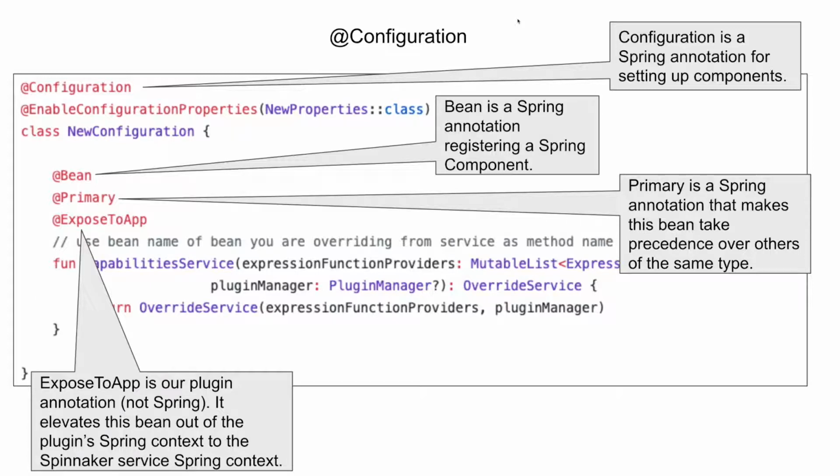Exposed to app is not a Spring annotation like the rest of these. It's our own plugin annotation. And what it does is elevate this bean out of the plugin's Spring context, like we mentioned before, up to the Spinnaker service Spring context. So it puts it in play with other beans in the service. And that's useful in this case because we're making a bean that's going to override a Spring bean from the Orca service. We're replacing an existing Spring bean in the Orca service. We'll look at that next.